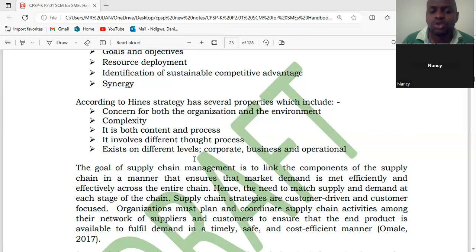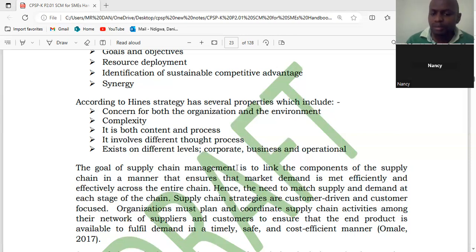Then it also exists in different levels, where we have the corporate level, also referred to as the strategic level. And the work of strategic level is to come up with policies. Then we have the business level or the tactical level. And lastly, we have the operational level or the functional level.